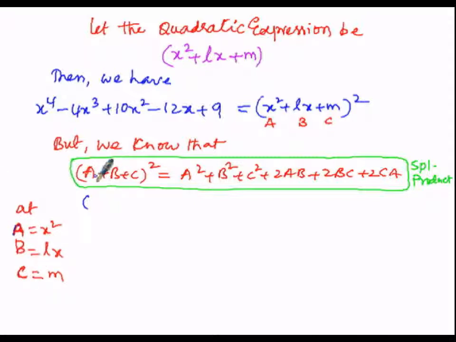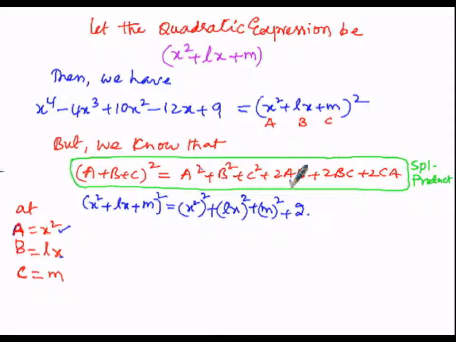So now (a/x² + b/(lx) + c/m) whole square, its expansion will be (a·x²)² again, plus (b·lx)² plus (c·m)² plus 2 into a value x² into b value lx plus 2 into b value lx into c value m plus 2ca, 2 into c value m into a value x².